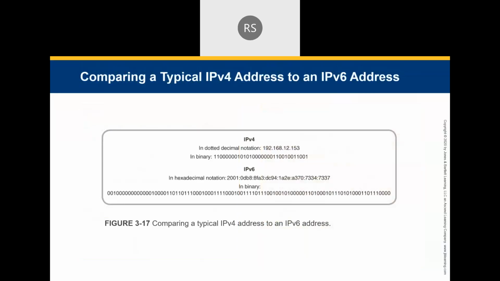So we'll look at the difference between the IP version 4 and the IP version 6 addresses. You'll see the IP version 4 in dotted decimal notation. This is one you may be more familiar with, like 192.168.12.153 as the example. Whereas IP version 6, you'll see in hexadecimal notation. And I'm not going through that address. You also see the difference in binary between IP version 4 and IP version 6.